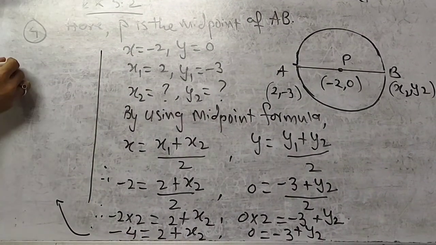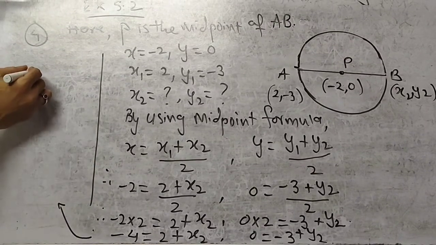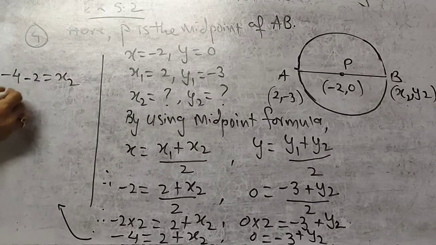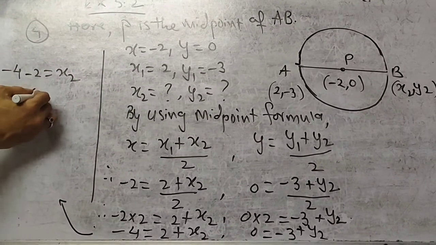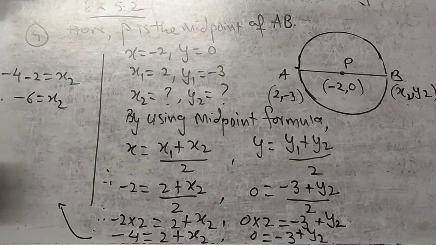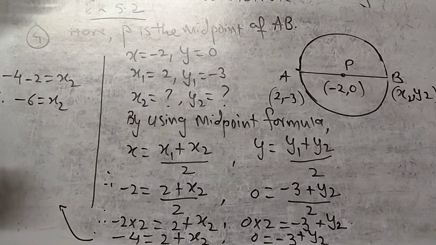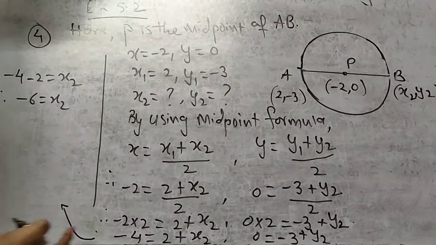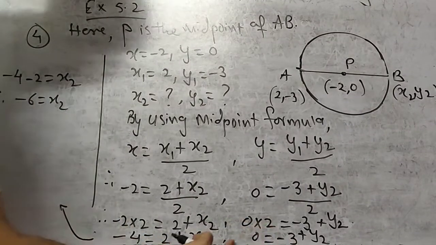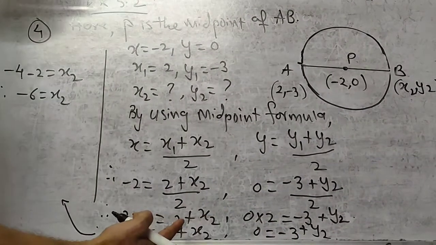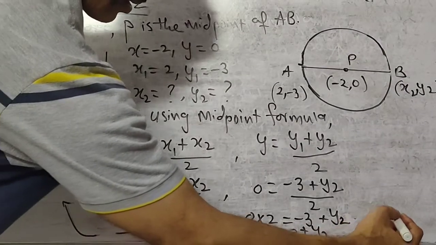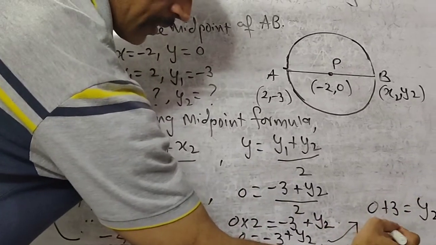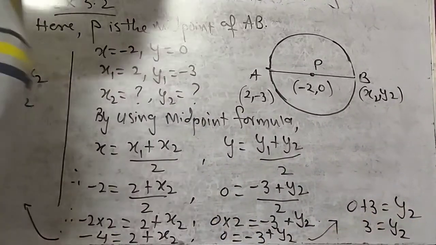So minus 4 minus 2 is equal to x2. Okay, so this will be minus 6 is equal to x2. You got x2 as minus 6, right? And for y2, y2 minus 3 will come here, becomes plus. So y2 is equal to, okay, 0 plus 3 is equal to y2. That means 3 is equal to y2. Your y2 value is 3.